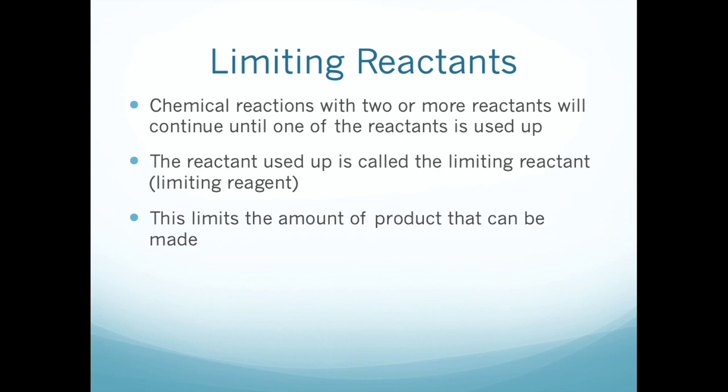Whichever reactant runs out, that kind of stops the reaction, and that's why we call it a limiting reactant. It limits the amount of product you can make. All right. The other reactant's called your excess reactant because you're going to have some of that left over when the reaction stops. Let me give you a silly example so you can see what I mean.